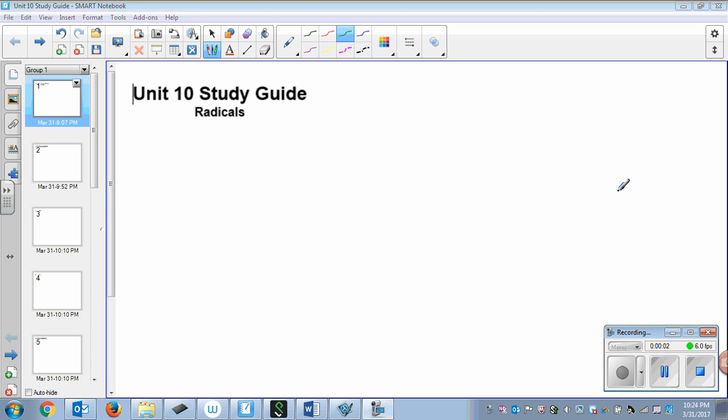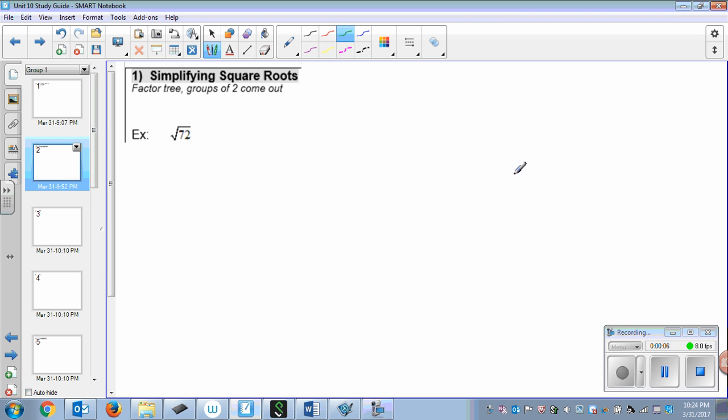All right, I'm going to go through the study guide problems from the Unit 10 study guide on radicals. So first of all, you need to know how to simplify square roots. To do that, we're going to make a factor tree, and we're going to make it a prime factor tree, meaning we're going to get down to prime numbers.